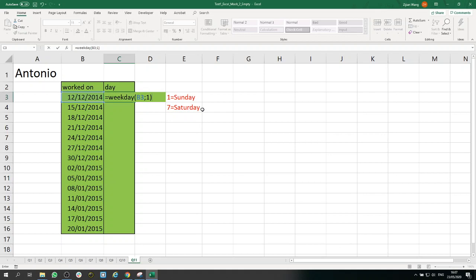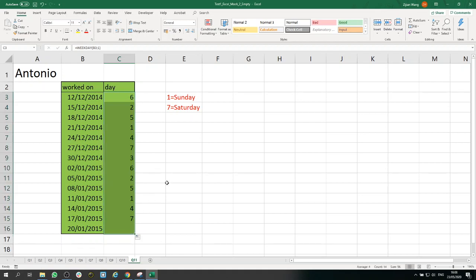Close parentheses. We will find out the weekday of this date would be number 6 in the week. That's a Friday. And we can copy it downwards. We will find out this one is a Saturday, that one is a Thursday, etc.